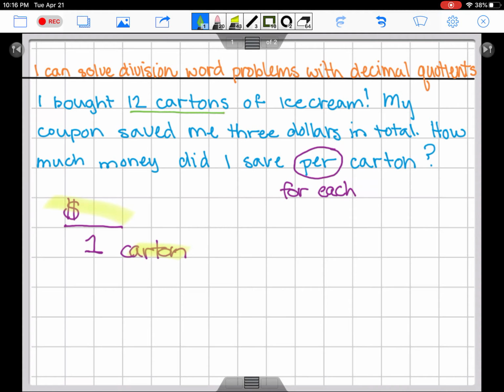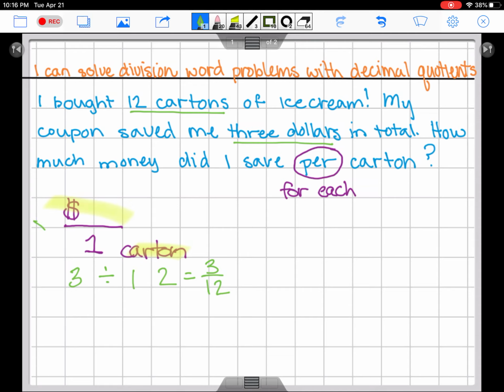So let's get our other color here. So we have 12 cartons and $3. I know my dollar is going to be my dividend, so it's going to come first. We are writing this division sentence. $3 divided by how many cartons? 12 cartons, right? And if we were to write that, that would be 3 over 12.